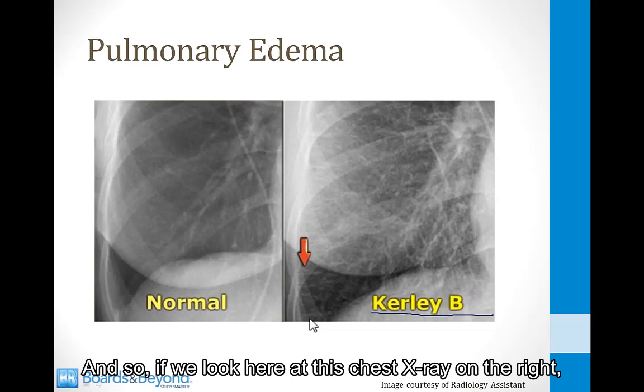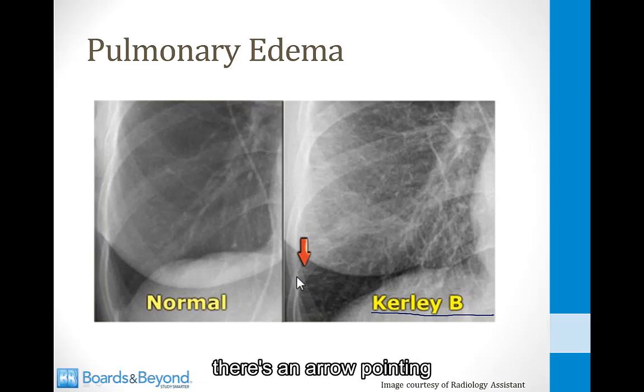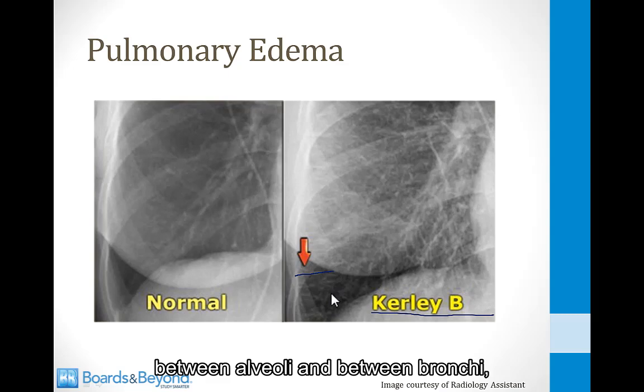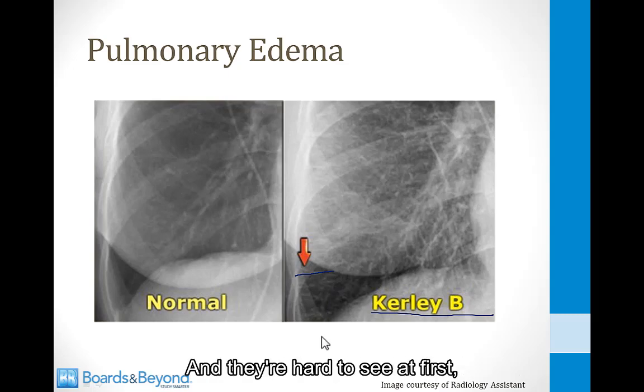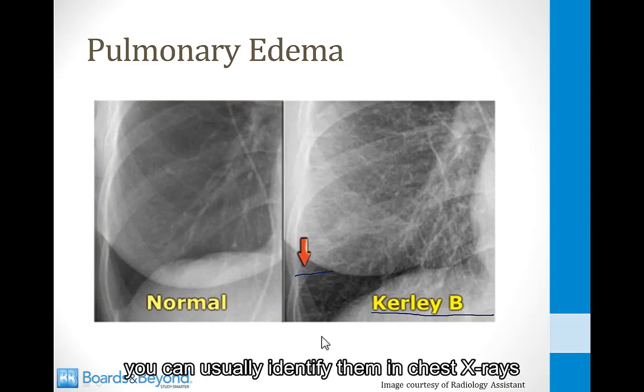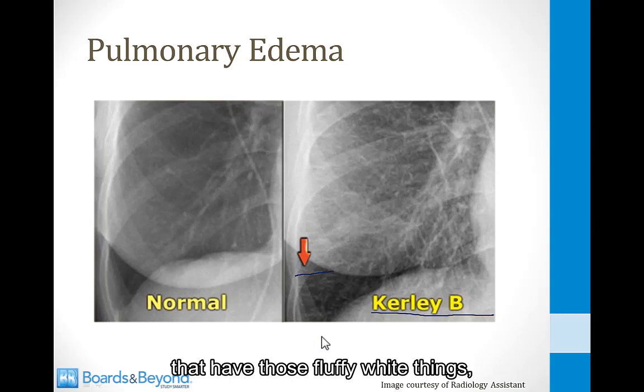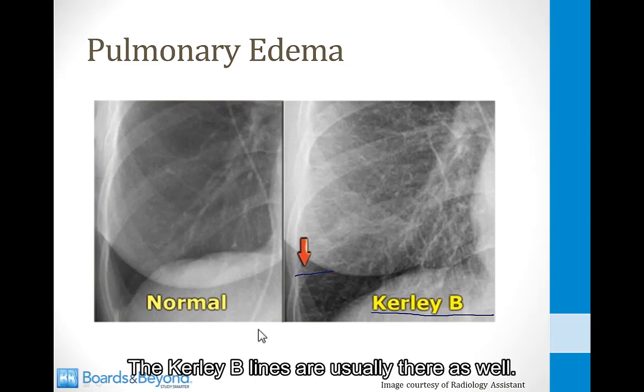And so if we look here at this chest x-ray on the right, there's an arrow pointing at a faint white line here like this, and that is fluid filling the space between alveoli and between bronchi, and those are called septal or curly B lines. And they're hard to see at first, but once you get used to looking for them, you can usually identify them in chest x-rays that have those fluffy white things like we saw in the last example. The curly B lines are usually there as well.